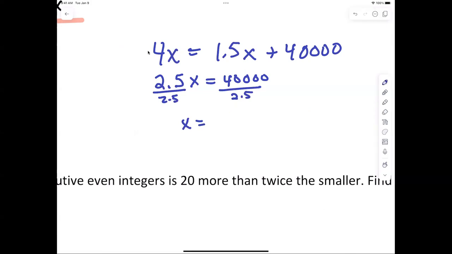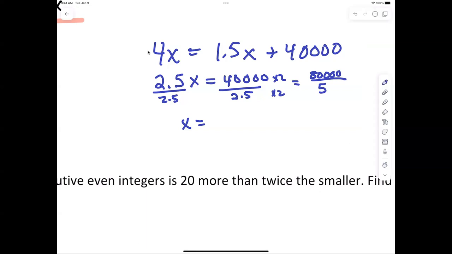Now, I don't like this, so please watch. I don't like dividing by 2.5, so I'm going to multiply by 2. Multiply by 2. What's 40,000 times 2? 80,000. All right, and then what's 2.5 times 2? 5. Does everybody agree with that? Now it's easier to do the division. Do we agree? Does everybody agree dividing by 10 is much easier?